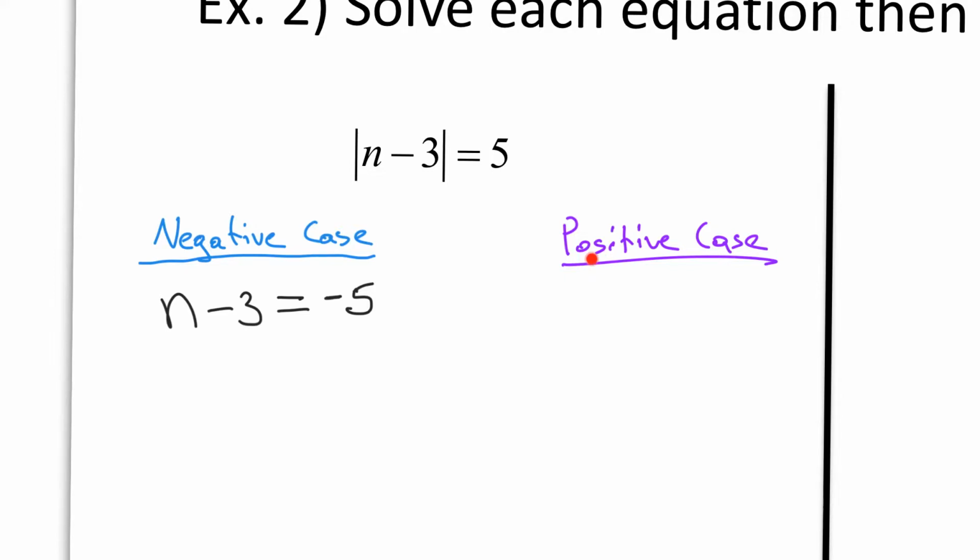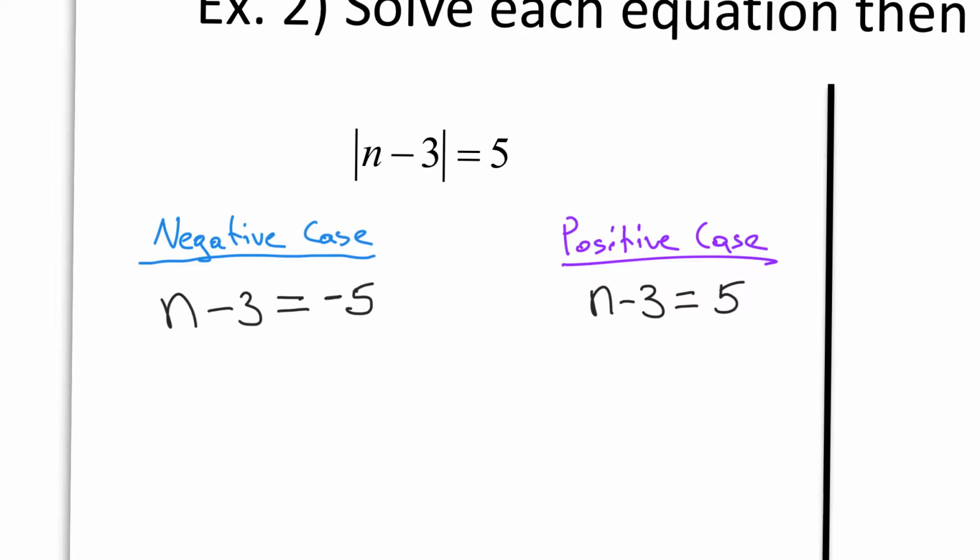But we also have another option, a positive case. To set up your positive case, you're going to take what's inside of the absolute value. You just copy down what's inside, and you're going to set that equal to a +5. So this number inside of the absolute value can be +5. Then it's going to give you an answer of +5. So those are my two cases, a negative case and a positive case.